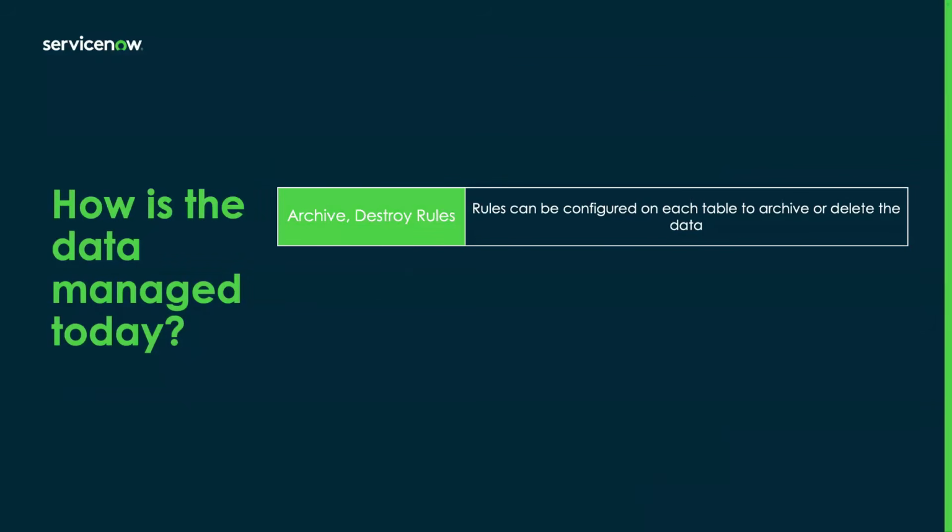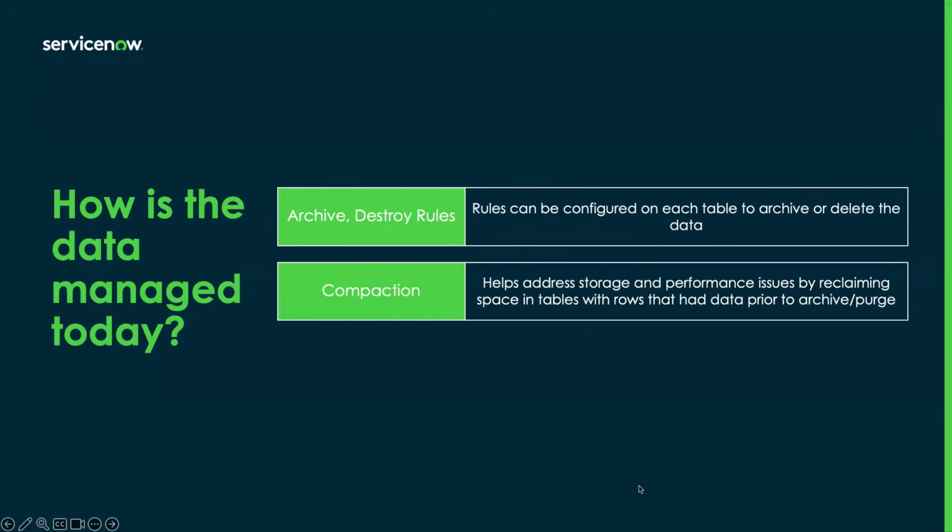Currently we have multiple tools where you have to go to manage your data, starting with archive and archive destroy rules. These are basically rules that can be configured on each table to archive your data or delete your archived data after a certain amount of time.